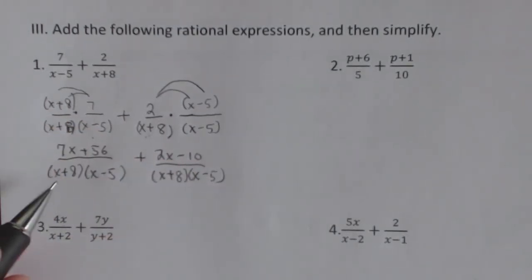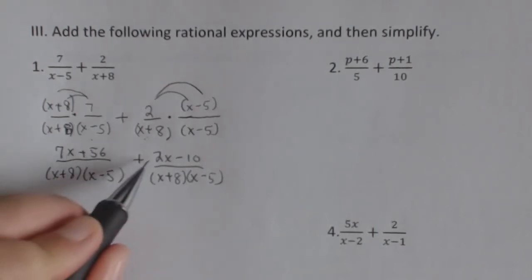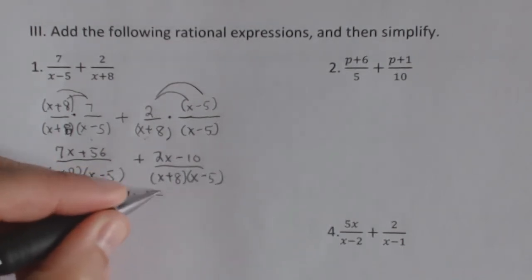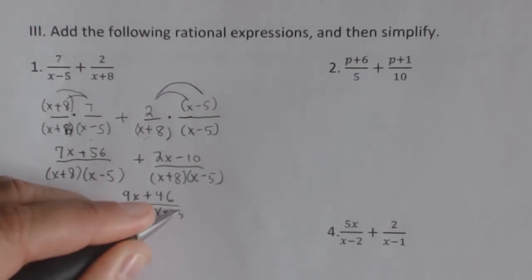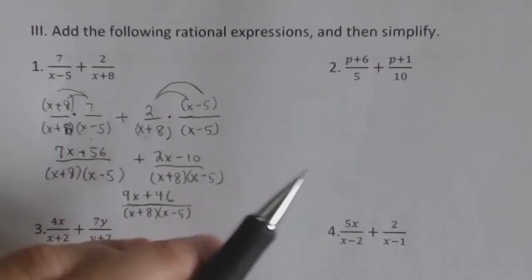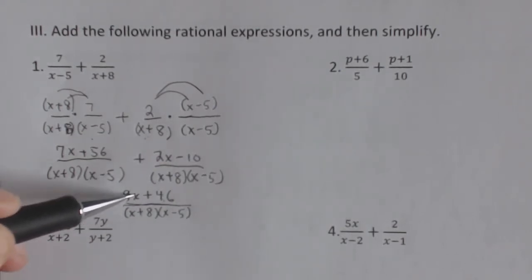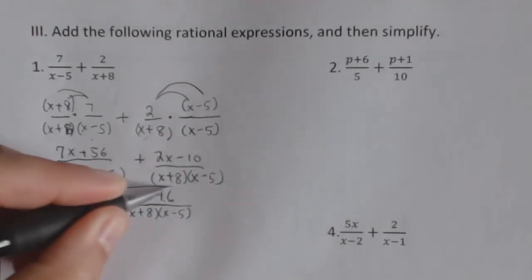Now we're adding two fractions that have a common denominator, so you add like terms. That's why you have to multiply the top out. So 7x plus 2x is 9x, and 56 plus a negative 10 is 46 positive, over x plus 8, x minus 5. Now you have one fraction, by the way, and it says simplify, so you want to see if you can factor anything out of here, because if you can, it might create a factor that can cancel. But in this case, there's nothing that goes into 9 that also goes into 46, so we know we're done.